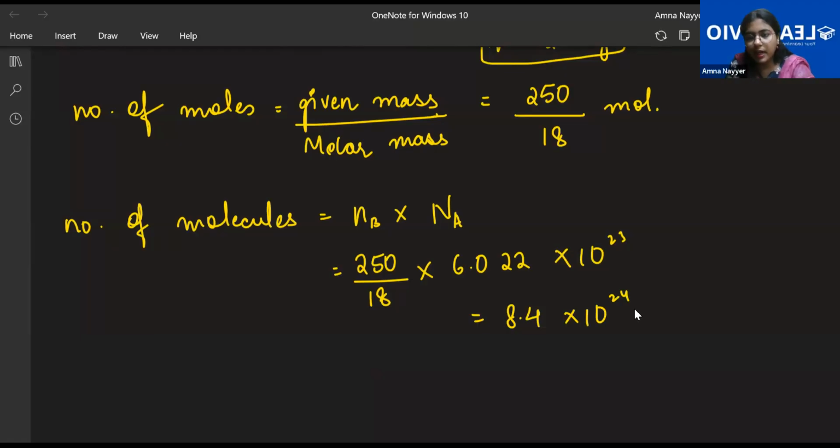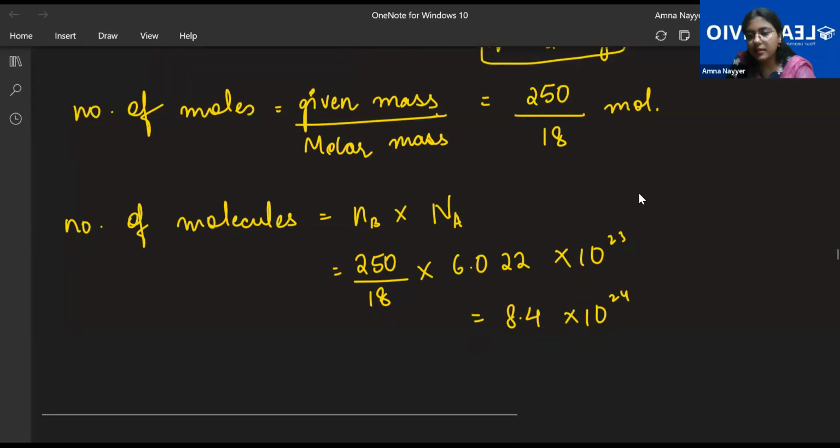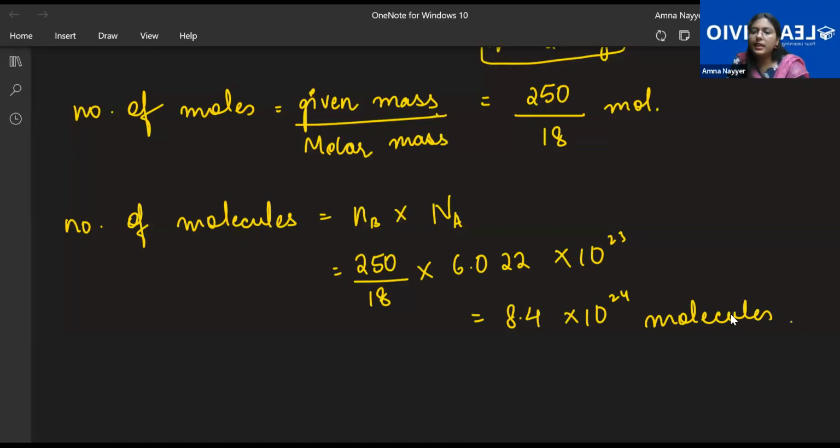I have not calculated it right now. This is a value I remember, and as far as I can remember it is around this. So don't rely on this value or learn this. Just solve it properly. I think it will come around like this. So these are the number of molecules. We have got the number of molecules. These many molecules.